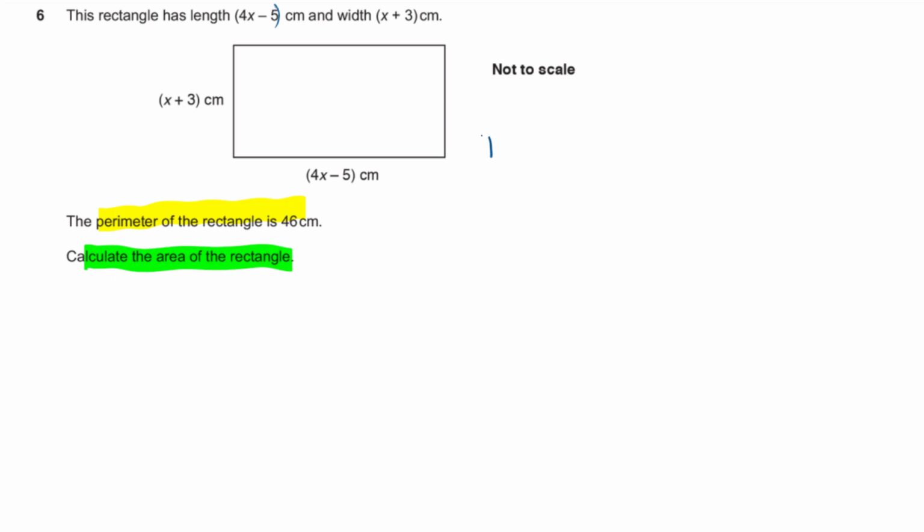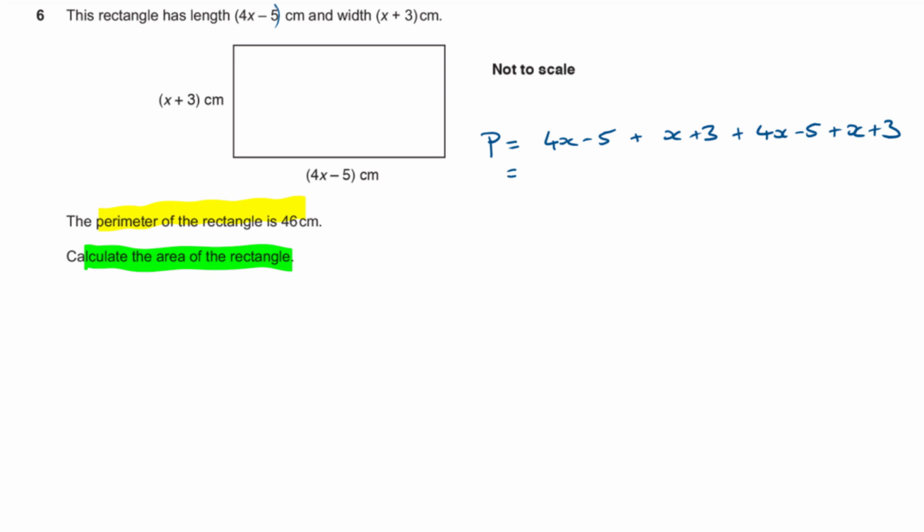So my perimeter is going to be equal to 4x minus 5 plus x plus 3 plus another lot of those, isn't it? So plus another 4x minus 5 and another x plus 3. Okay, so then collecting like terms together.